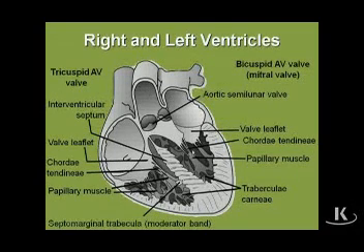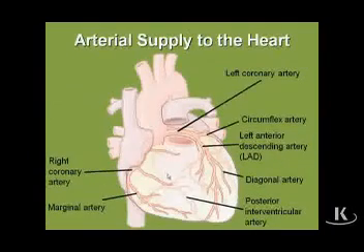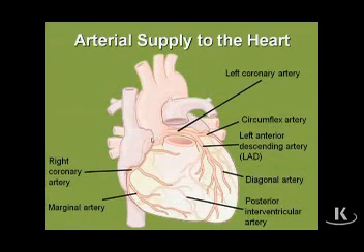So those are the major elements of the interior of the ventricle. Let's now take a look at the arterial supply to the heart. The blood supply to the heart is coming typically from two arteries, the two coronary arteries. They are both branches of the ascending aorta. They are the only branches of the ascending aorta.